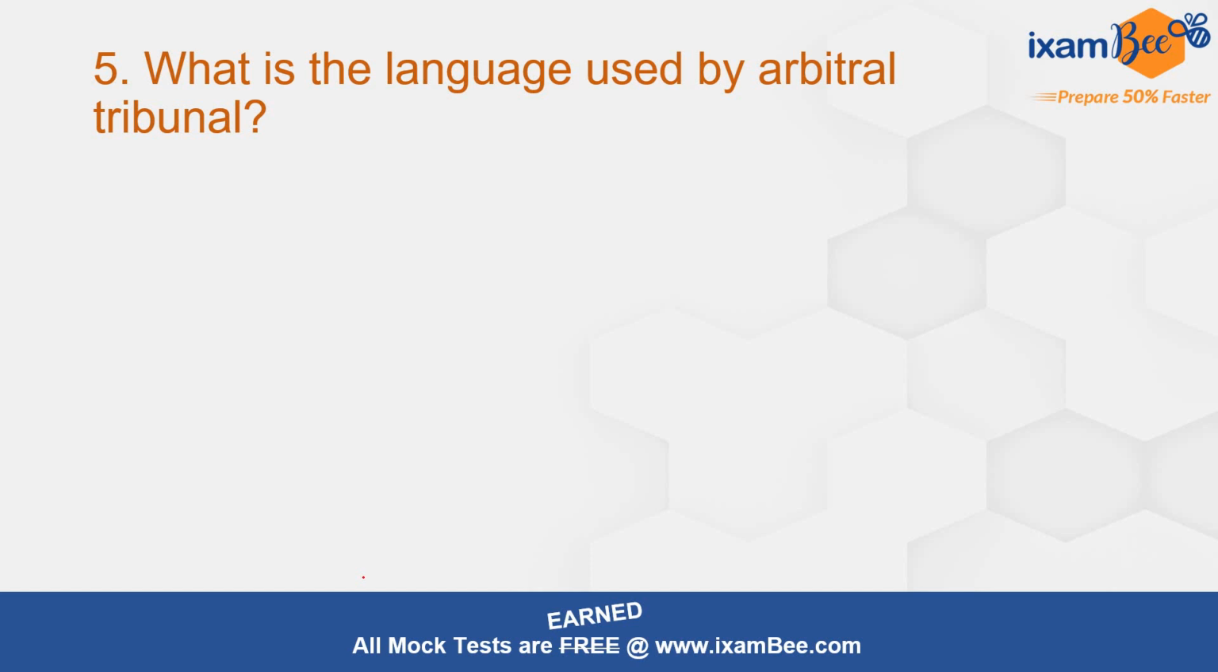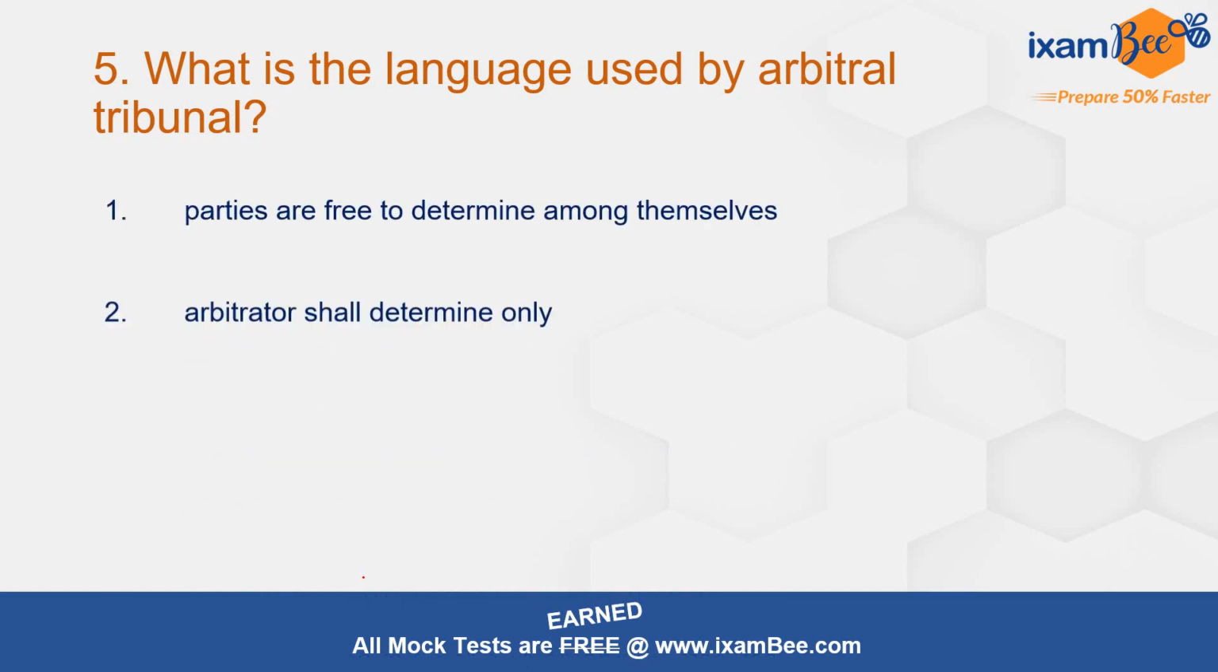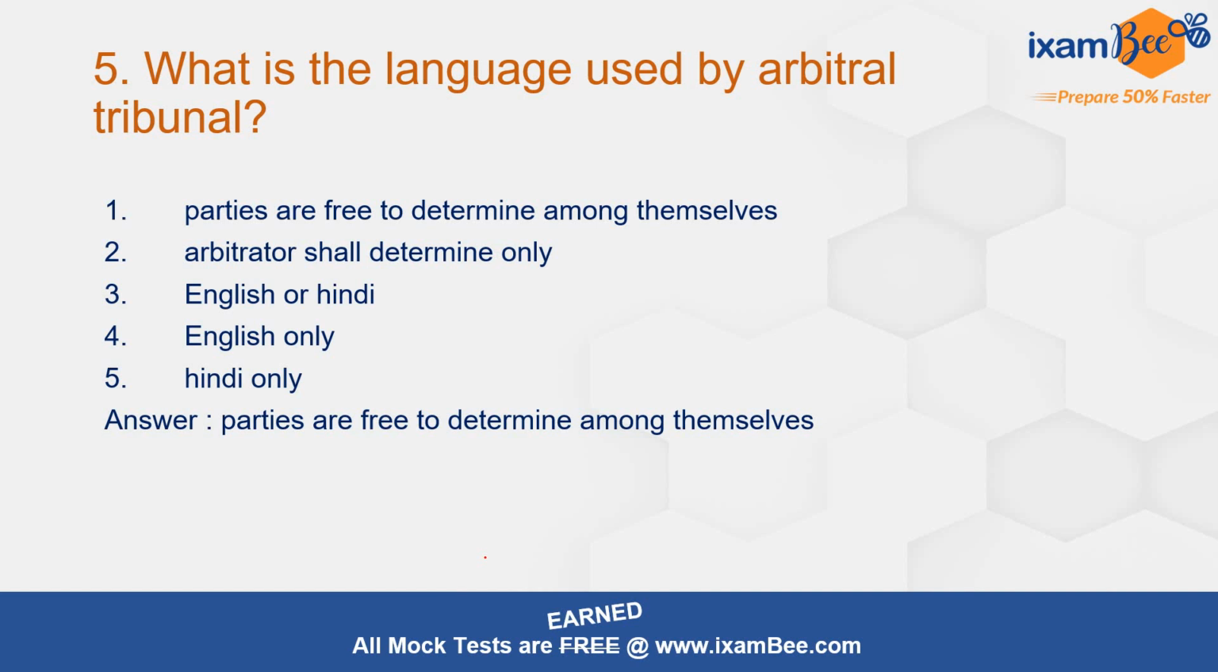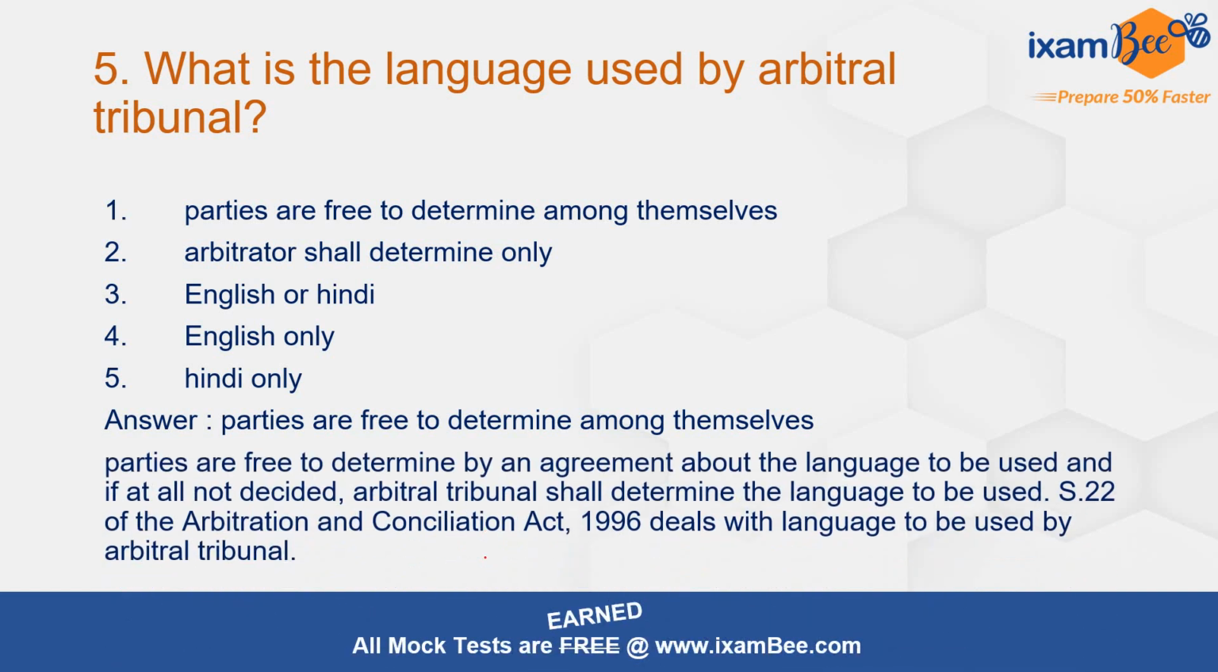Question number 5. What is the language used by arbitral tribunal? Parties are free to determine among themselves. Arbitrator shall determine, English or Hindi, English only, Hindi only. Correct answer is parties are free to determine among themselves. ये आपका section number 22 of Arbitration Conciliation Act में दिया हुआ है. Language can be determined by parties among themselves.